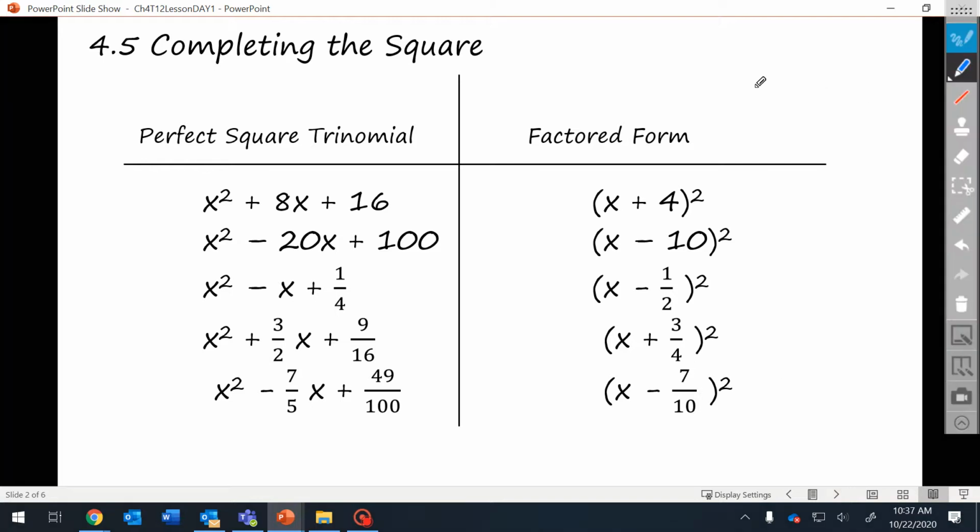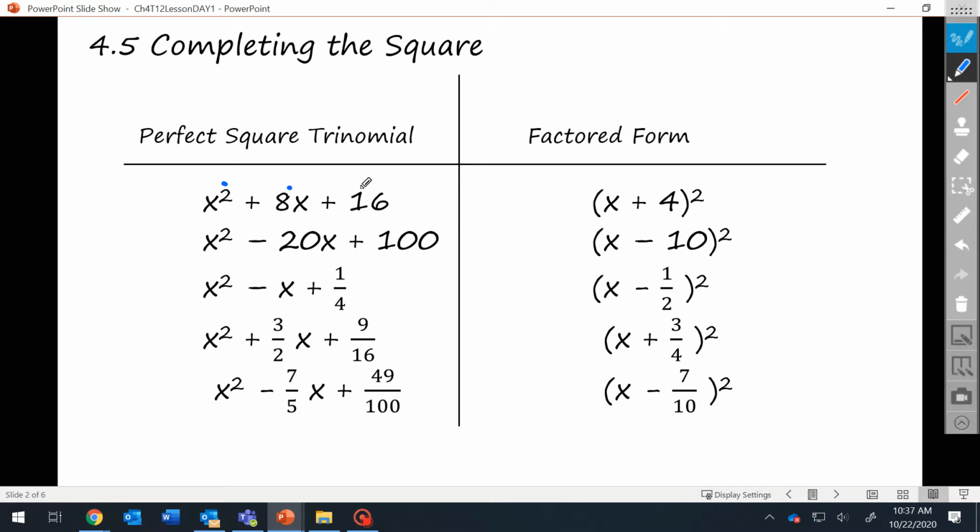If you remember, graphing in vertex form was y is equal to a, x minus h squared plus k, where h comma k was the vertex. This x minus h squared is actually a perfect square. And a perfect square trinomial is a trinomial that factors into the same two factors.